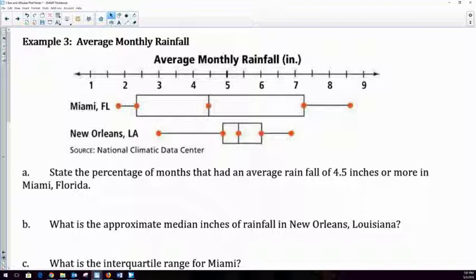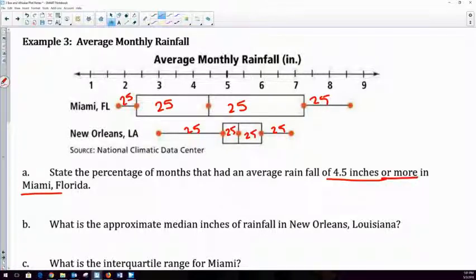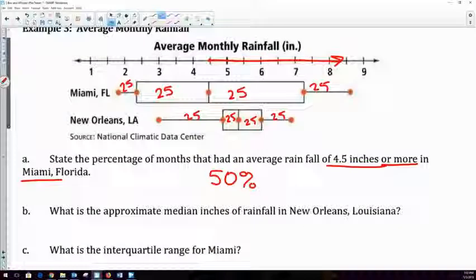So if we look at letter A, it's saying what percentage of the months had an average of 4.5 inches or more rain in Florida. When I look at these box and whisker plots, they don't really make a lot of sense because I don't have my percents written down. So I'm going to write all those percents on here to make it a little bit quicker and easier to answer these questions. Okay, now that I have those down, I'm looking for Miami, 4.5 inches or more. If I look at Miami, 4.5 inches or more, that contains two 25s, so that means 50% of the months had an average of 4.5 inches or more rain.